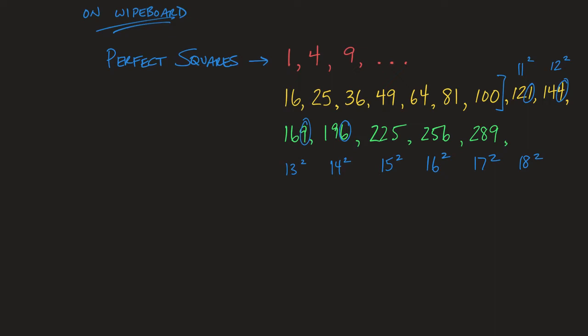Well, 8 times 8 is 64. So I know my answer has to end with a 4. And maybe we get down to our 324. I'm running out a little bit of room here, so I'm going down to the next row. I need to get my 19 squared.